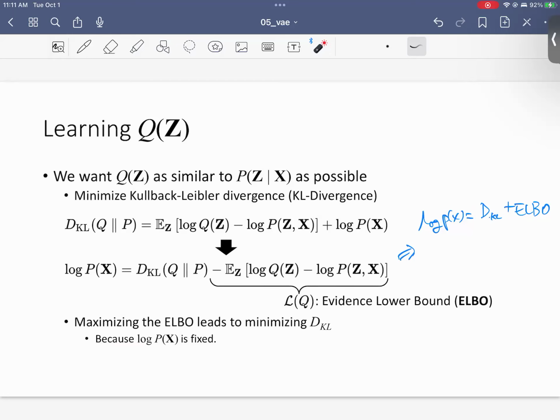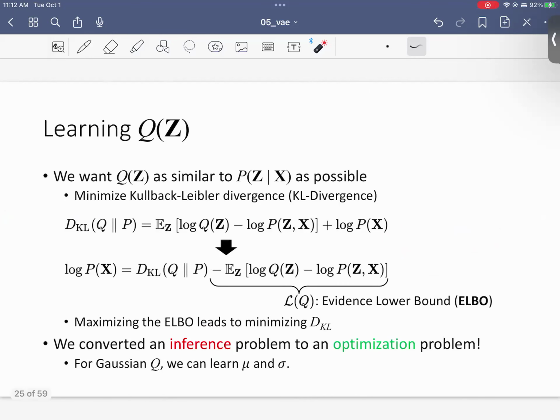So that is why these two have a bit of a power struggle. If you increase ELBO, then D_KL will decrease, and vice versa. If you decrease ELBO, then D_KL will increase. But that's not what we're after. We are after this being minimized. So you can instead increase ELBO so that this will be automatically decreased. That's the whole idea behind variational inference.